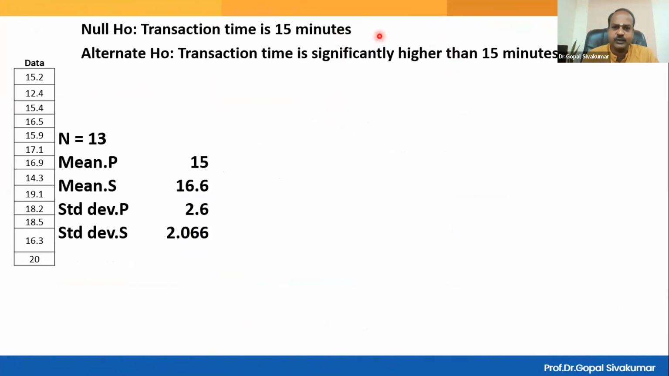Fat content is continuous data. Am I right? Fat content is continuous data. Am I correct or not? Yes, sir. It is measurable. Fat content is continuous data.